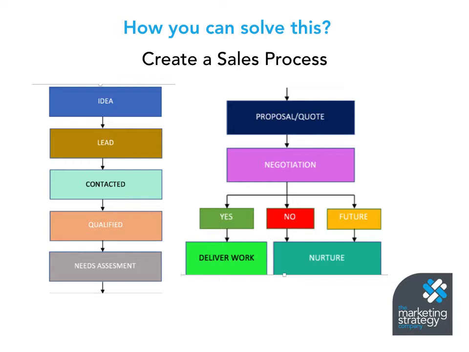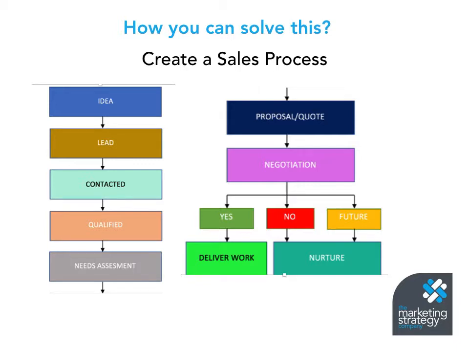That sales process might be: I've got an idea, here's a market, for example law firms or manufacturers, like a target. I get a lead, I contact that lead, I qualify them. I might then do some sort of needs assessment of what they actually need for their IT needs, do a proposal or a quote for them and enter a negotiation. At the end of that negotiation, there are 3 outcomes usually.